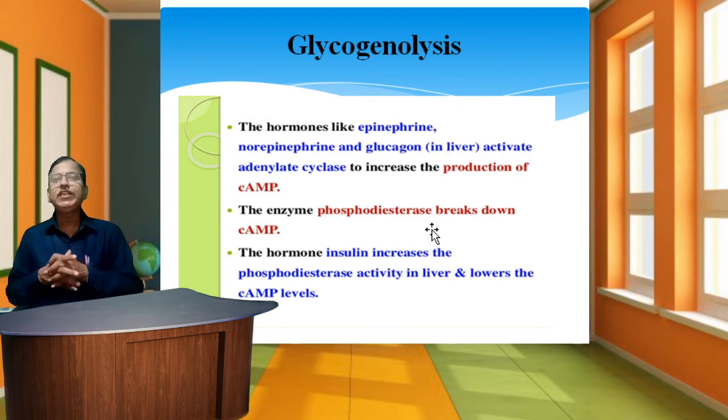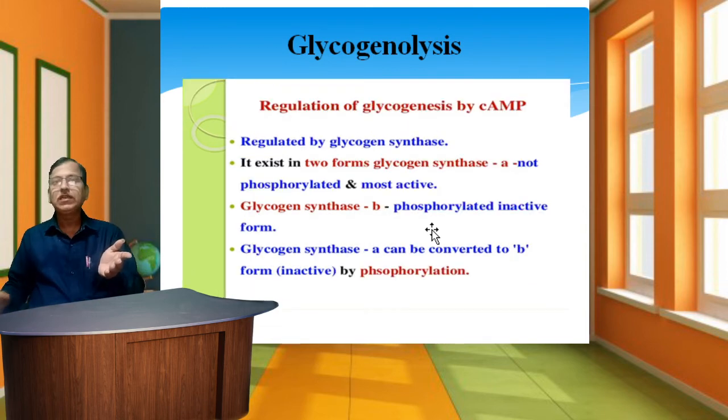The hormone insulin increases the phosphodiesterase activity in the liver and lowers the cyclic AMP levels. Regulation of glycogenesis by cyclic AMP means this process is regulated by glycogen synthase. It exists in two forms: glycogen synthase A, not phosphorylated and most active; and glycogen synthase B, the phosphorylated inactive form.